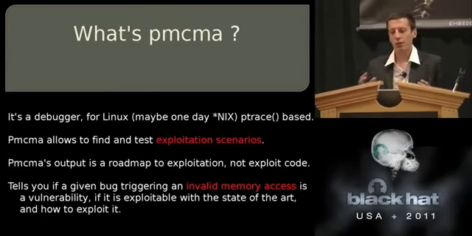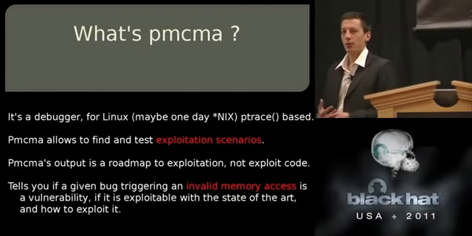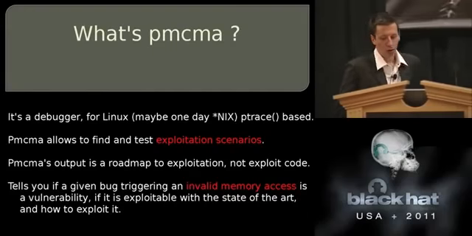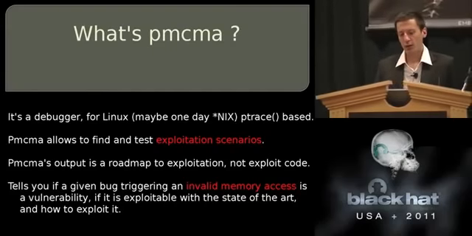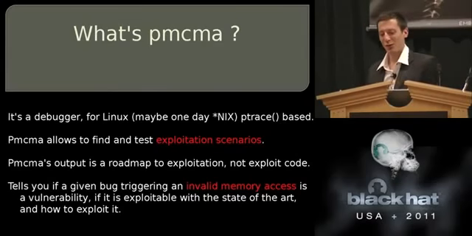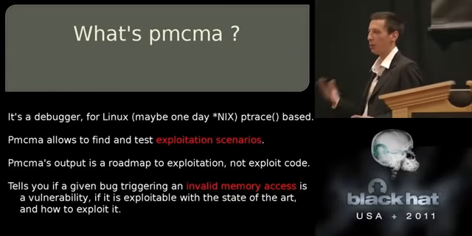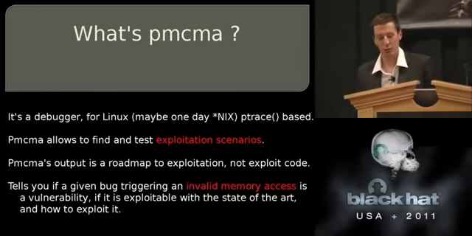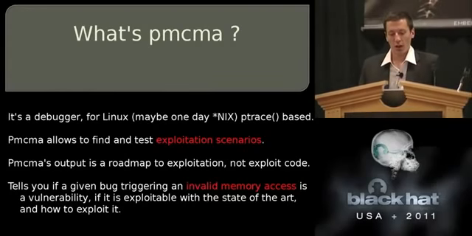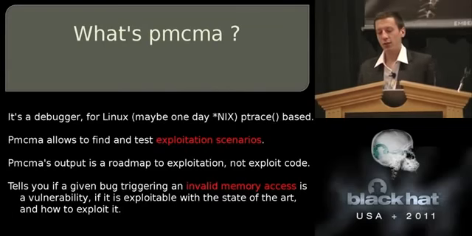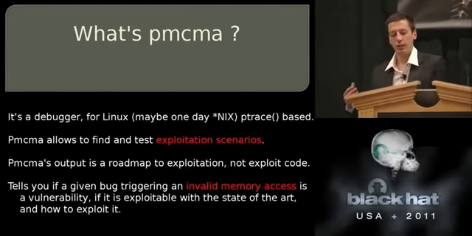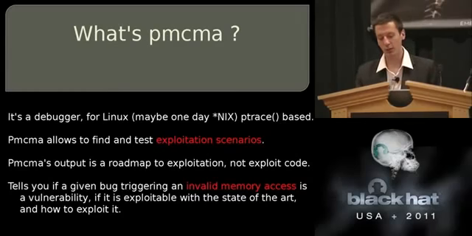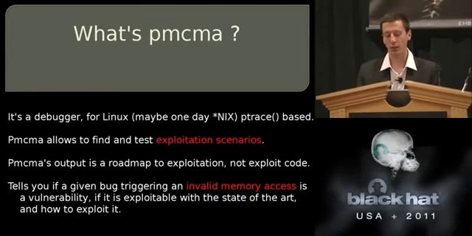All right, so what does this debugger do? It allows you to test exploitation scenarios and experiment with a given process. The output, until 3 days ago, was just a roadmap to exploitation and not a proper exploit. We'll see how we can simulate a proper exploit. It's focusing mostly on invalid memory access, so we start by defining exactly what I mean by that.